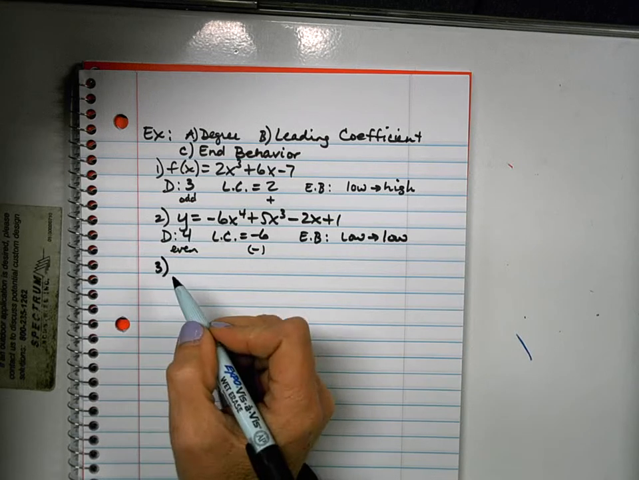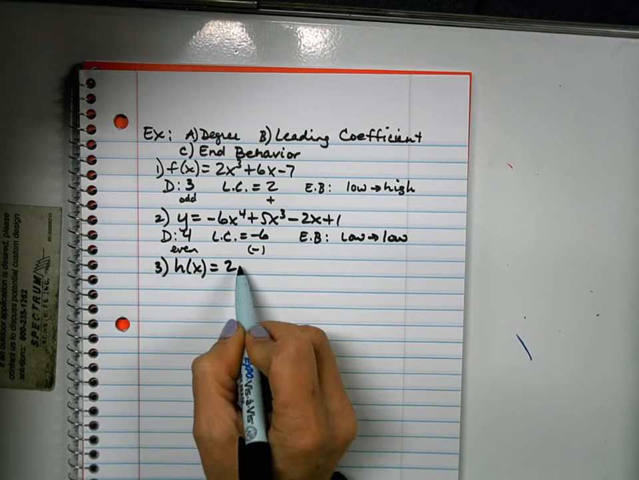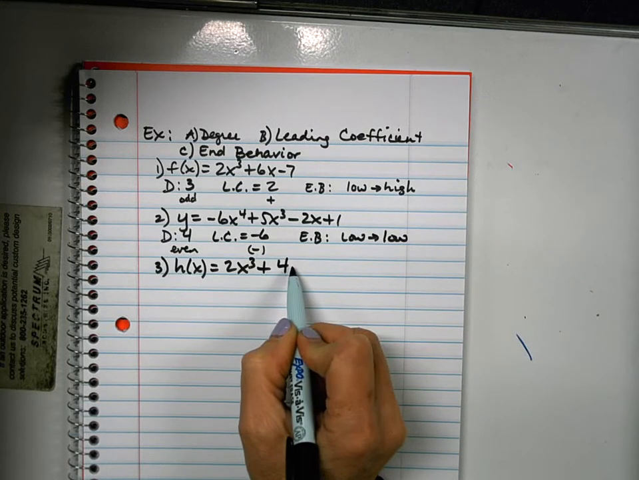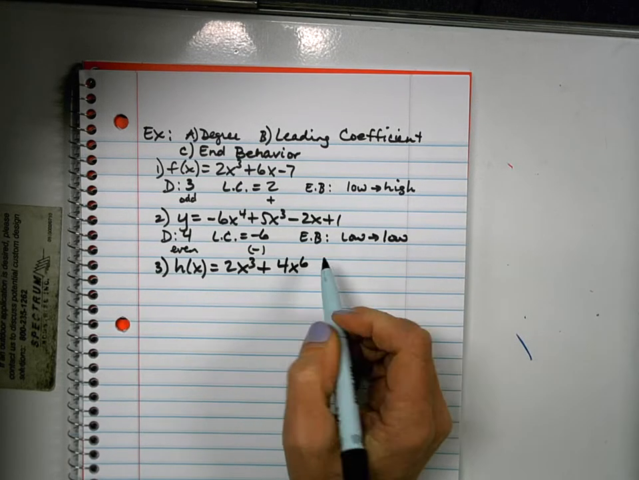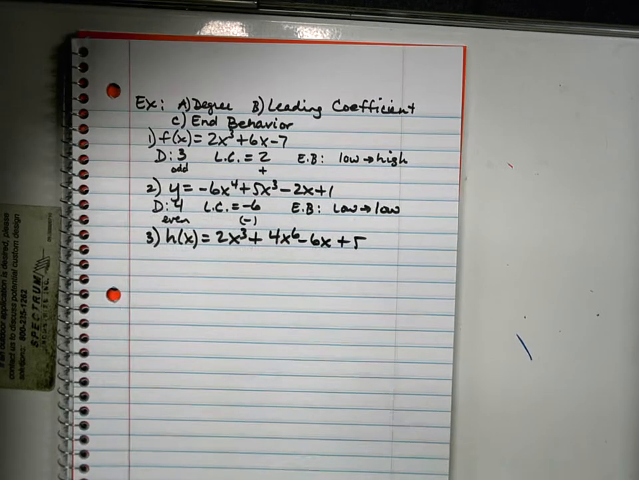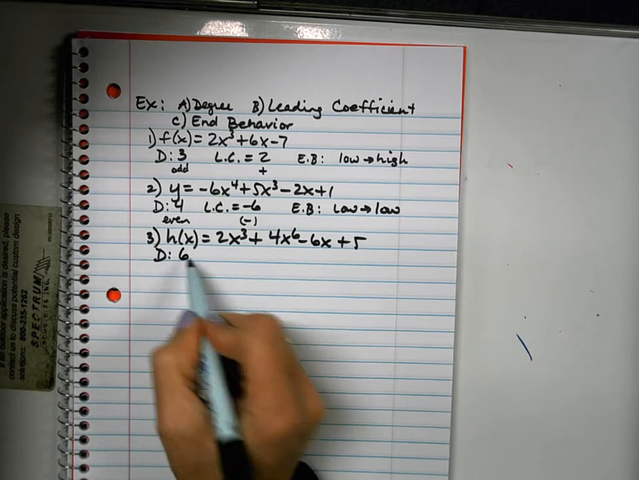Number 3, h of x equals 2x cubed plus 4x to the 6th minus 6x plus 5. Okay, so we're going to try to trick you, but we're not going to be fooled, right? What's the degree on this one? 6. It's 6, right? So they didn't list it in order, but you just got to pick the biggest one. So the degree is 6.